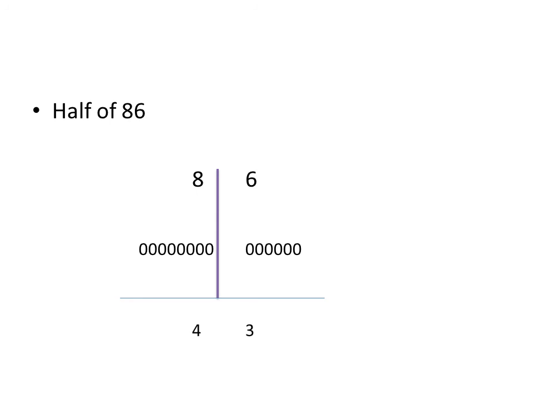1 line up, 1 line down. Right. Now on 8, when we count the number of lines either on top or bottom, we have 1, 2, 3, 4. So we got half of 8 is 4.